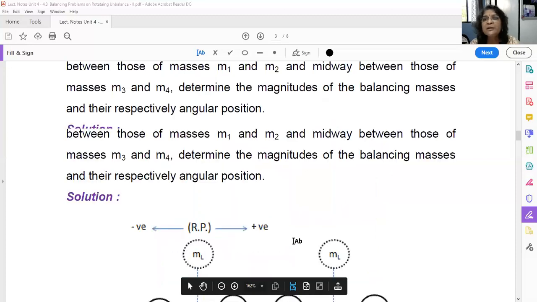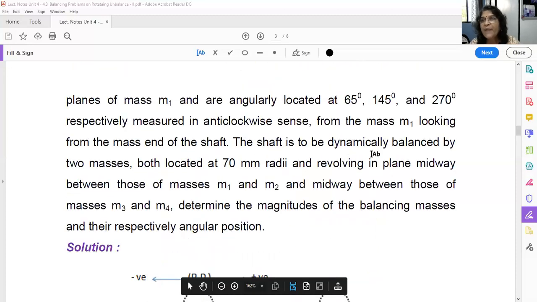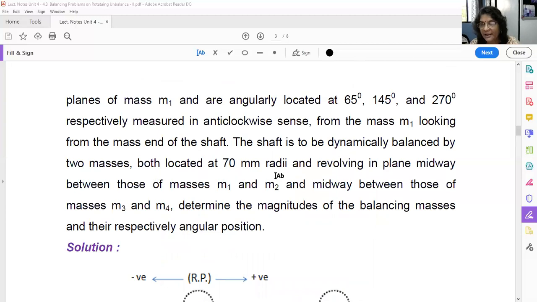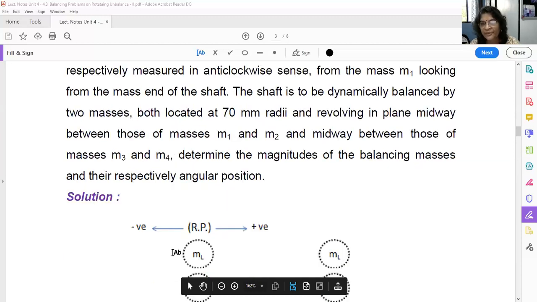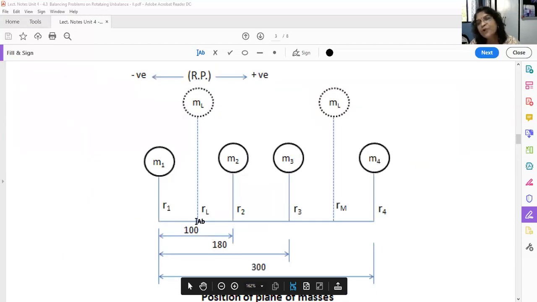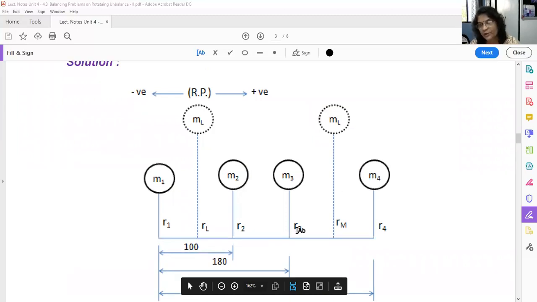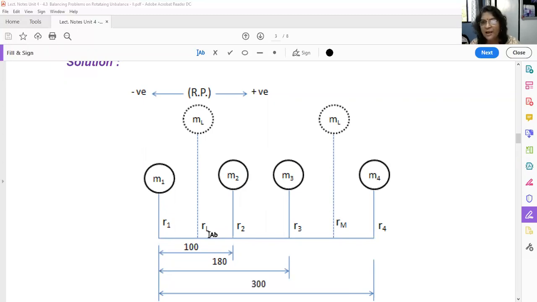Then what else is given? The shaft is to be dynamically balanced by 2 masses, both located at 70 mm radii and revolving in planes midway between masses M1 and M2 and midway between masses M3 and M4. Determine the magnitudes of balancing masses and their respective angular positions. It is given that you have to balance the system using 2 planes. This is one plane, say L, this is the second plane, say M, with radii RL and RM, which are given as 70 mm.